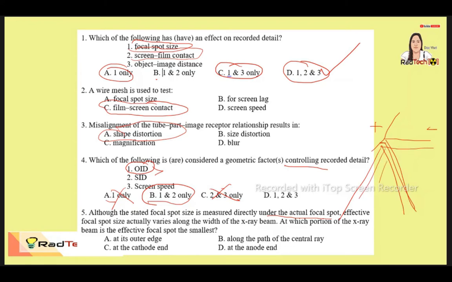Then, meron din dito. So, sabi dito, effective focal spot size actually varies along the width of the X-ray beam. So, yung width niya. So, at which portion of the X-ray beam is the effective focal spot the smallest? So, syempre, dito sa anode end. So, this is the correct answer.